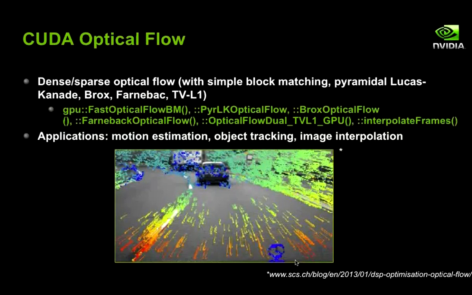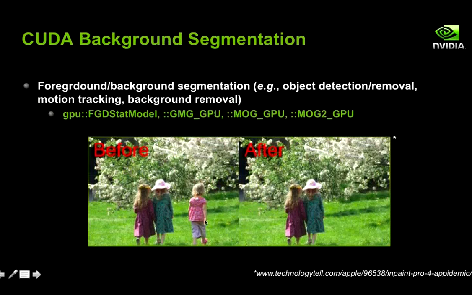There are also functions available for sparse and dense optical flow, and this again has various applications in motion estimation and object tracking, as well as in image interpolation. And then there are also functions available for foreground and background segmentation. As you can see here, this was helpful in removing this object here by detecting this foreground object.